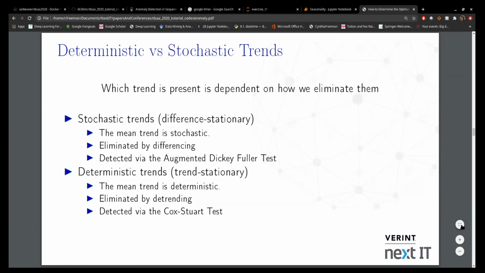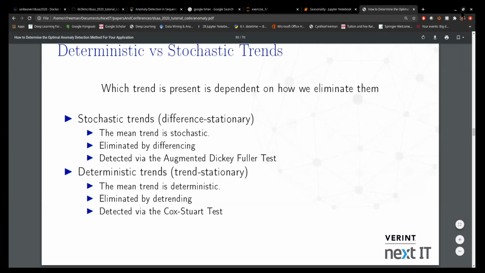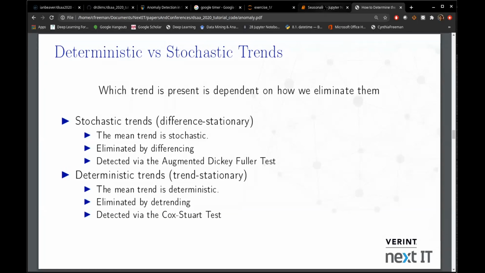So there are many tests for detecting these kinds of trends, but I'm going to use two easy ones in our coding examples. You can go check out the literature for other ones that might be better. But basically, I'm going to detect stochastic trend using the augmented Dickey-Fuller test, whereas the Cox-Stewart test can be used for detecting deterministic trend. So we're going to go ahead and look at an IPython notebook.